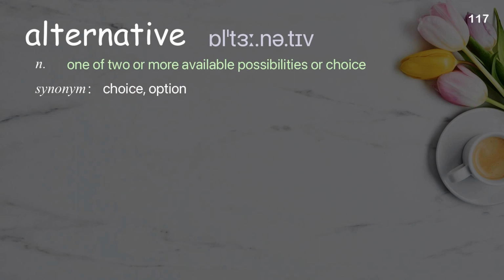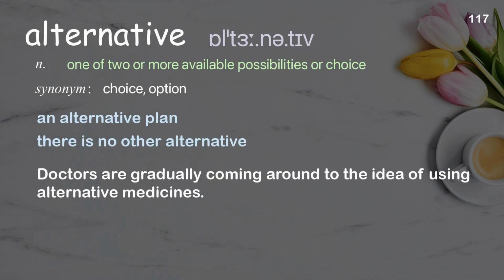Alternative. One of two or more available possibilities or choice. Examples. An alternative plan. There is no other alternative. Doctors are gradually coming around to the idea of using alternative medicines.